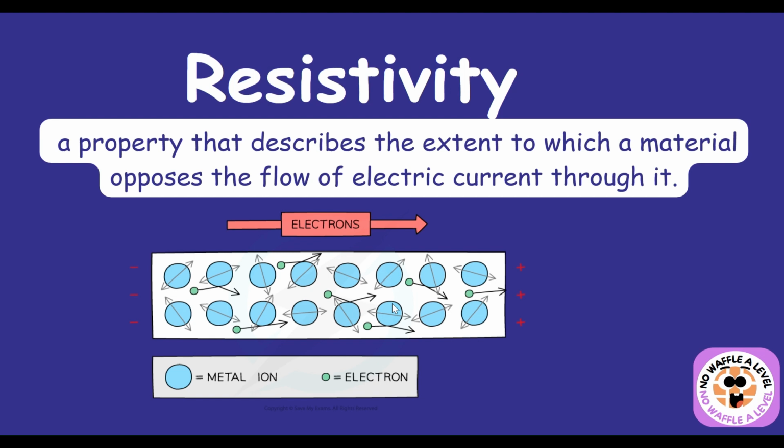Resistivity, in exam terms, is a property that describes the extent to which a material opposes the flow of electric current through it. So it sounds a bit like resistance, and resistance often depends on the situation. Something can experience more resistance in a certain situation, whereas resistivity is a very fixed property, and a material will always have a certain value of resistivity, which suggests that if a material has a higher value of resistivity, it will oppose the flow of current a lot more.